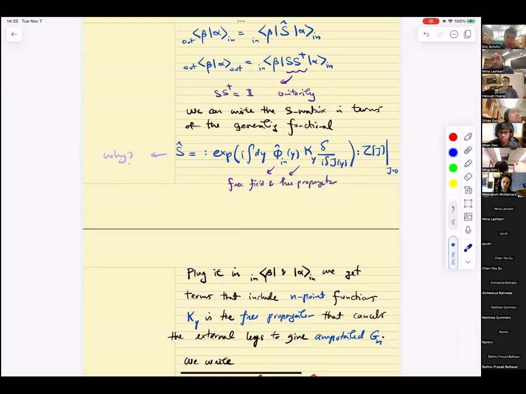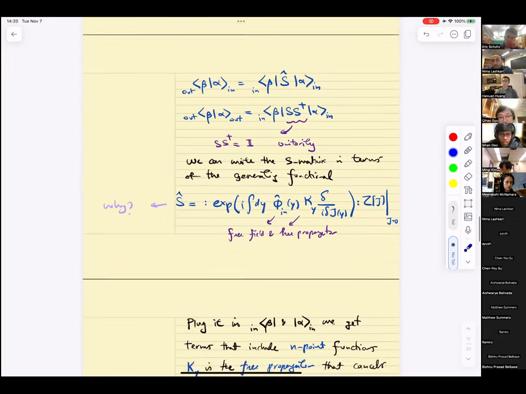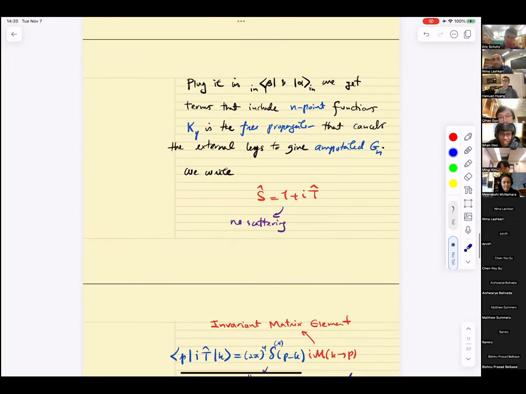So if you have a free theory, what is the S matrix? What's the S matrix of a free theory? Think about it in this language. It's just identity. So if you want to know the contribution of interaction to the S matrix, you want to write down the S matrix as identity plus i times the T matrix. That i is conventional. Why is that?